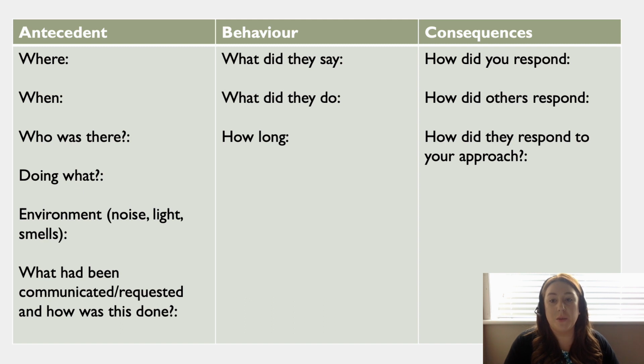Different organisations will have their own style, but these should be the key prompts in the form. So antecedent: where, when, who was there, doing what, and describe the environment. What was communicated and or requested, and how was this done? Behaviour: what did they say, what did they do, and how long did it last? Consequence: how did you respond, how did others respond, and how did the client respond to your approach?